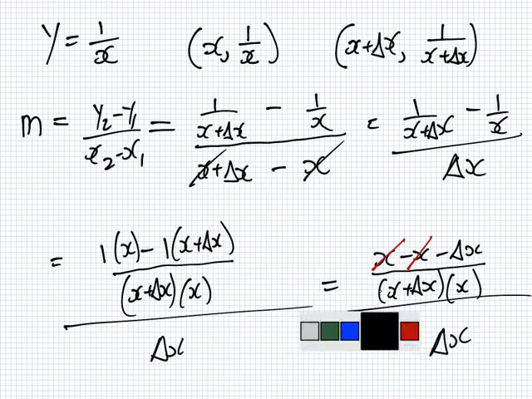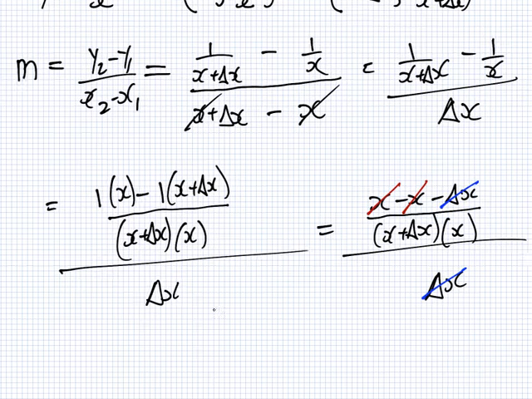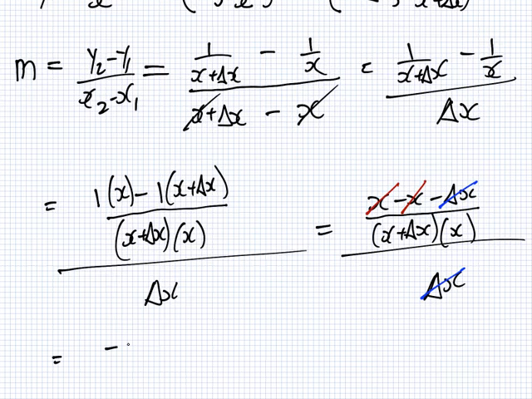Cancel the x's. What can I do with the delta x? You can put it out. Yeah, well, basically I can cancel these. So now we're left with minus 1 over x times x plus delta x. And this is the answer. Okay?